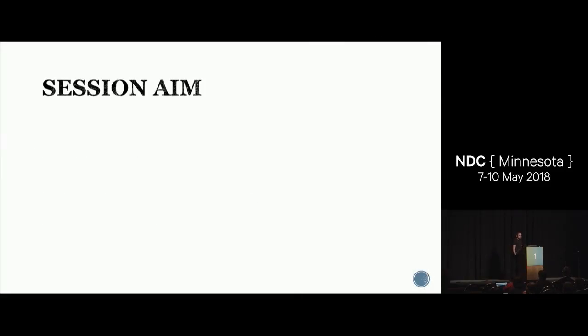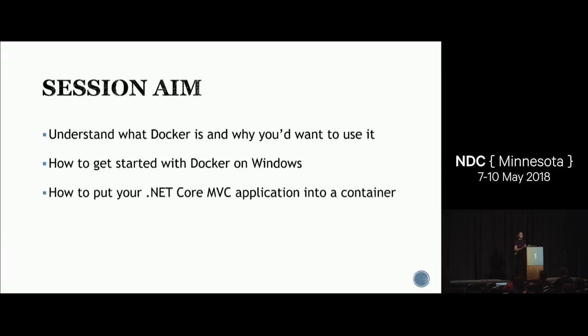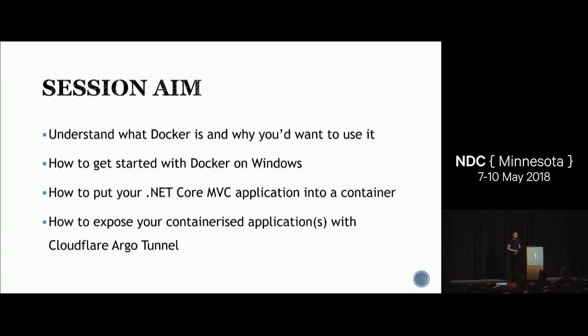So the aim of this session: we're going to understand what Docker is and why you'd potentially want to use it. Moving forward from that, if you want to get started, how do you do that on Windows? Next, we're going to take a .NET Core MVC application that's running inside Visual Studio, and convert that to both build and deploy using Docker. And lastly, we're going to look at how we can use a feature of CloudFlare called Argo Tunnel to expose our container securely to the internet, making use of all of CloudFlare's services as well.